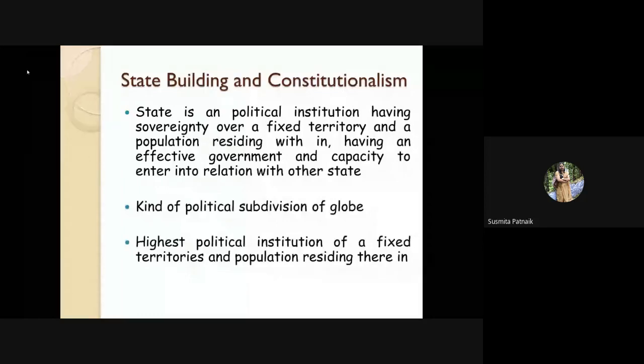So this is called that the state is the highest political institution of a fixed territory and population residing therein. It means that the population should be there, the population should live within the boundary of the state, and they should enjoy the political system.